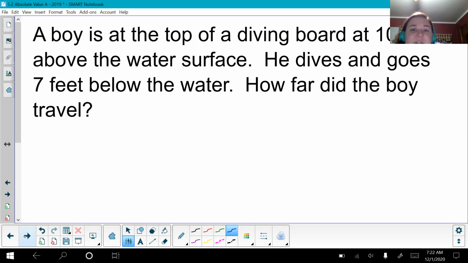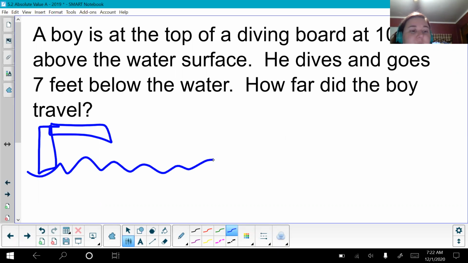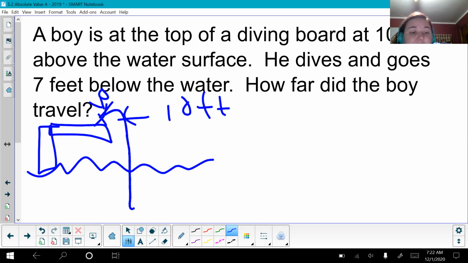Now, this one, be careful. This is the number 1 question that is missed. I lied. I thought that was the last one. It's actually this one. So at the top of a diving board. Okay. There's the water. Here I am, about to dive. I'm at 10 feet. Okay. Oh, he dives. Goes down.